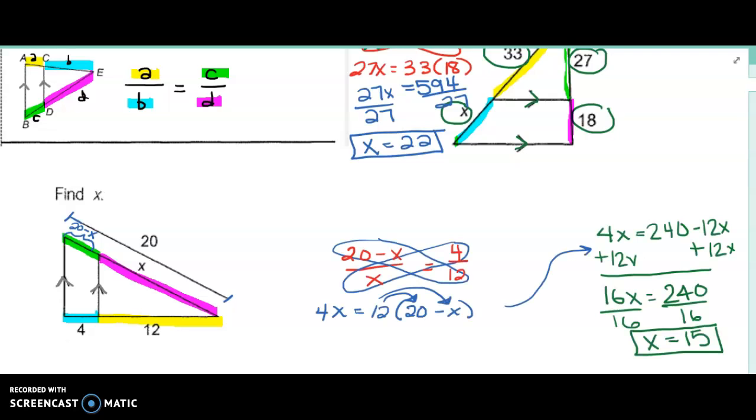All right, so you guys should have set a proportion. So 20 minus X over X equals 4 over 12. And then we're going to cross multiply. Now when you cross multiply, make sure this goes in parentheses. And when it goes in parentheses, remember that means you have to distribute the 12 throughout the parentheses. So when you do that, we get 4x equals 240 minus 12x. We do some algebra, we solve. You should have gotten x equals 15.